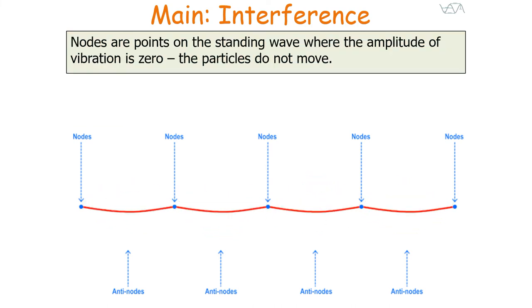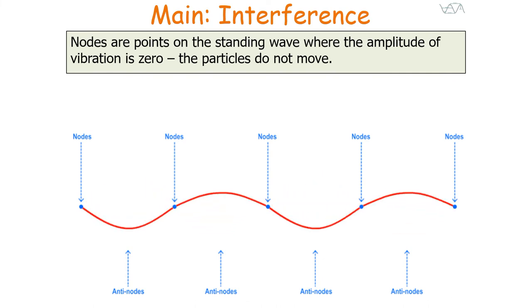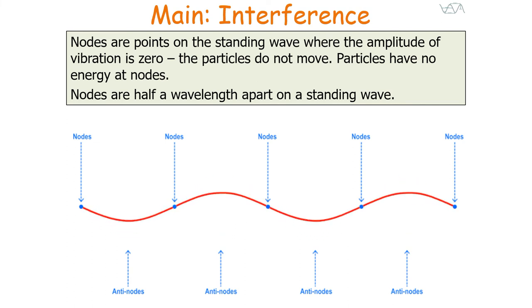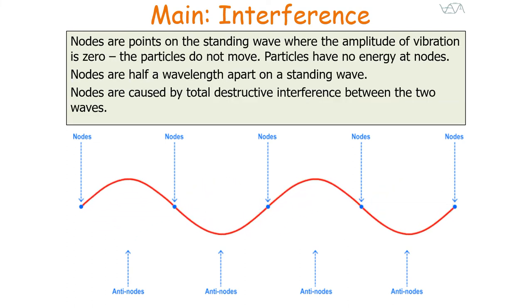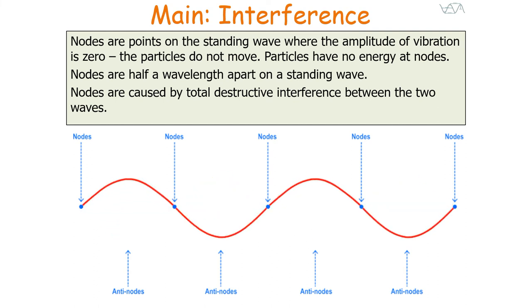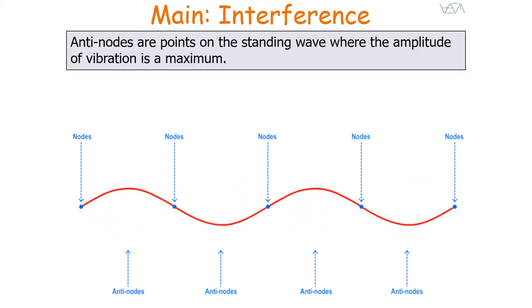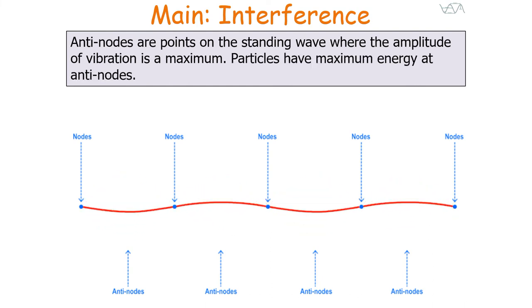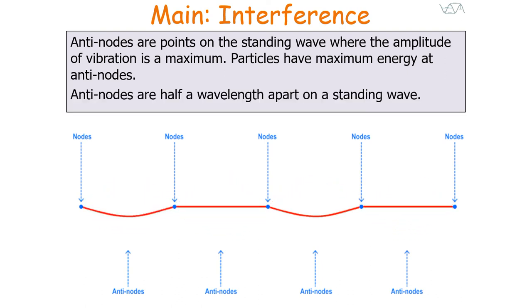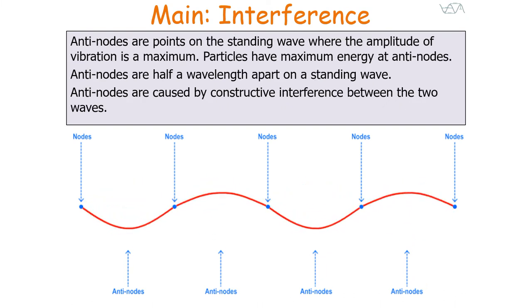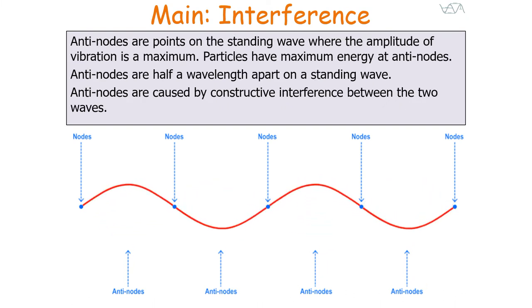Now, the nodes are the points on the standing wave where the amplitude of vibration is zero. The particles don't move, so the particles have no energy at the nodes. Now, the nodes are half a wavelength apart on a standing wave, and nodes are caused by total destructive interference between the two progressive waves. Now, antinodes are points on the standing wave where the amplitude of vibration is a maximum. So the particles have maximum energy at antinodes. So the antinodes are half a wavelength apart on a standing wave. And antinodes are caused by the constructive interference between two waves.